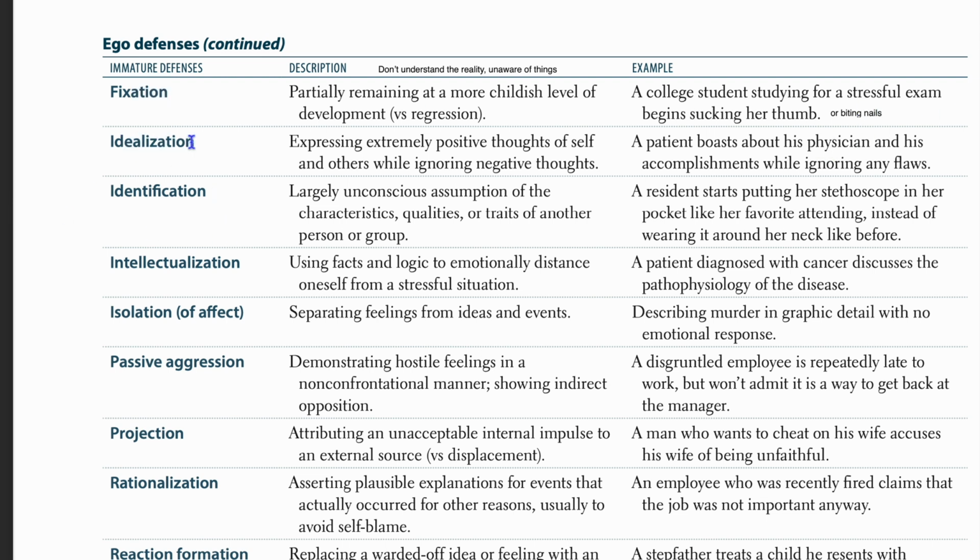Okay. Idealization. So a patient boasts about his physician and his accomplishments while ignoring any flaws, right? Description: expressing extremely positive thoughts of self and others while ignoring negative thoughts. Kind of like, I don't know, the MAGA party or Trump's party supporters, or Modi supporters from India. I guess I'm one of them too. But yeah, that's idealization. Let's see a few more examples of these.